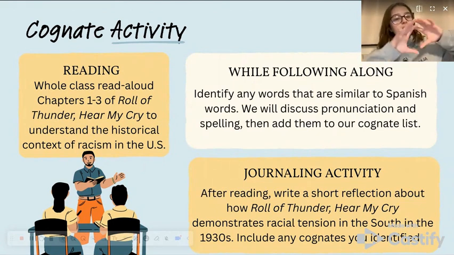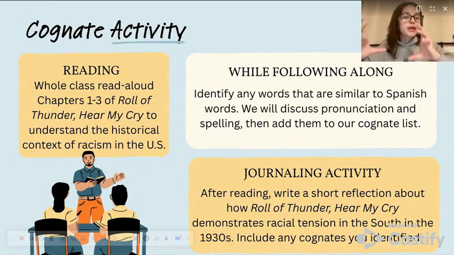This is really important because, again, you're working as a whole class, right? So even your English first language learners are still reading the same book and understanding the historical context of racism. But then you have this extra part where EL students have the opportunity to connect cognates to their native language.